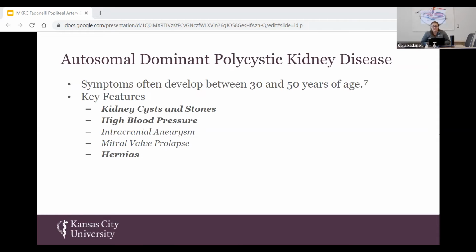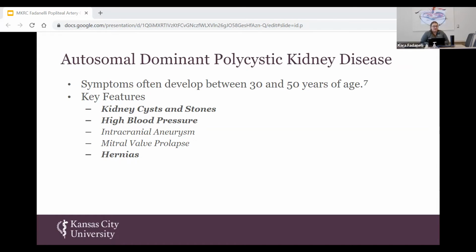Another systemic disease that may have played a role in our case study is autosomal dominant polycystic kidney disease. As the name suggests, this is inherited in an autosomal dominant pattern. And whereas the connective tissue disorders had that low life expectancy, symptoms don't even appear in autosomal dominant polycystic kidney disease until between the ages of 30 and 50. The key features were the kidney cysts and stones, high blood pressure, intracranial aneurysm, mitral valve prolapse, and hernias.